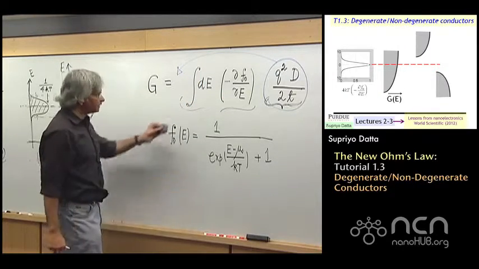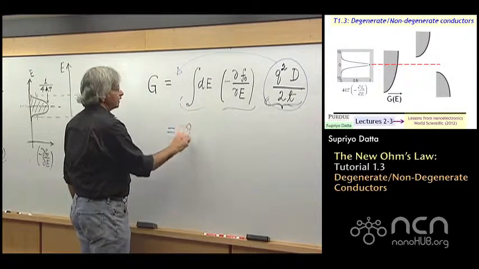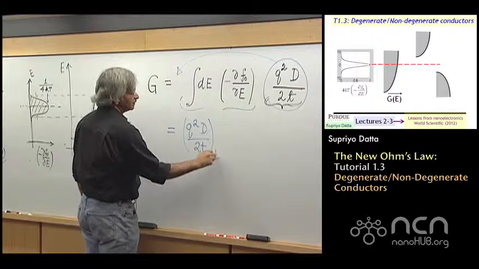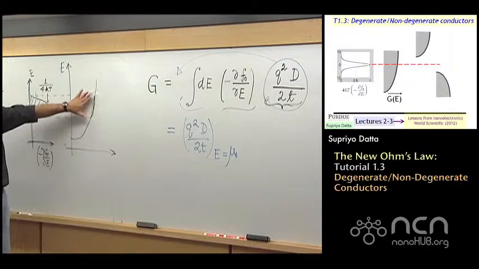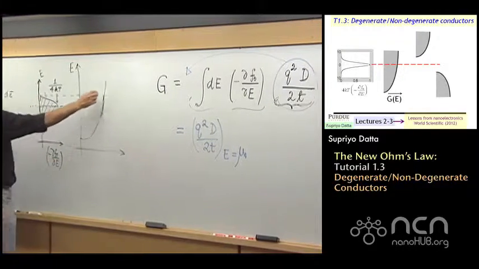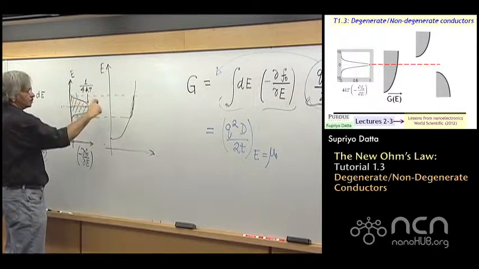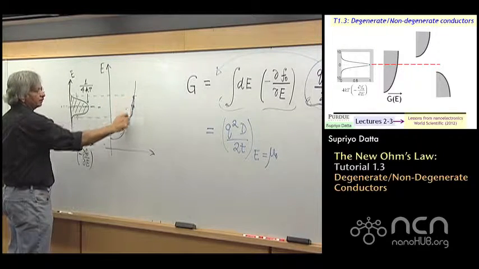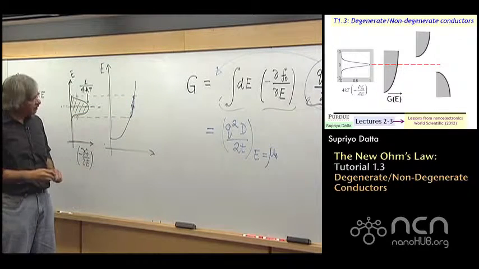And so you get the result that I asked you to show, namely that G is just q squared D over 2t evaluated at mu 0. What I'm supposed to do is multiply this by this and then integrate over energy. But over this energy range, it is essentially constant. And so what I'll get at the end of the day will be roughly whatever this value is in the middle of that range, somewhere around there. So that's basically what I asked you to show.